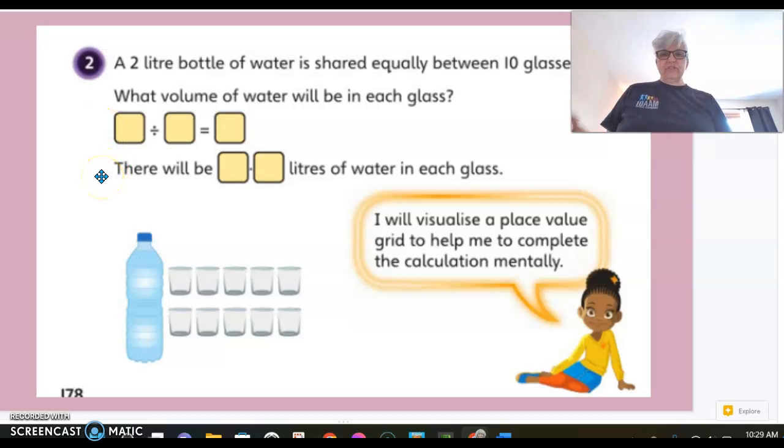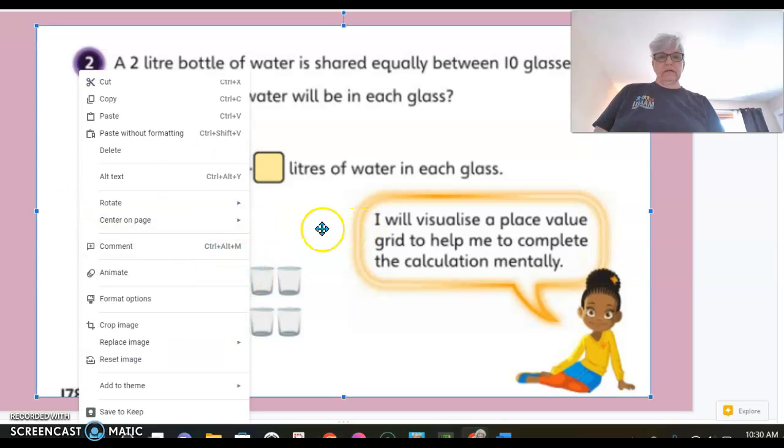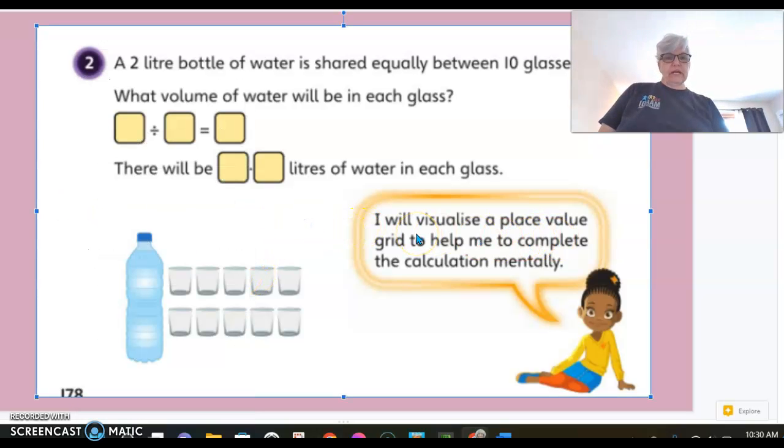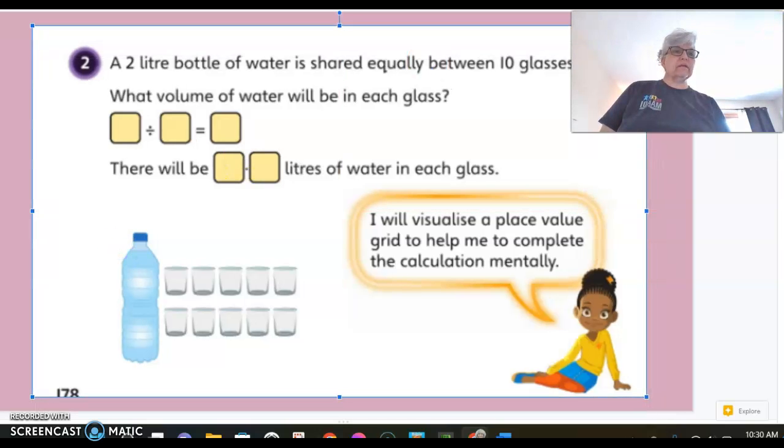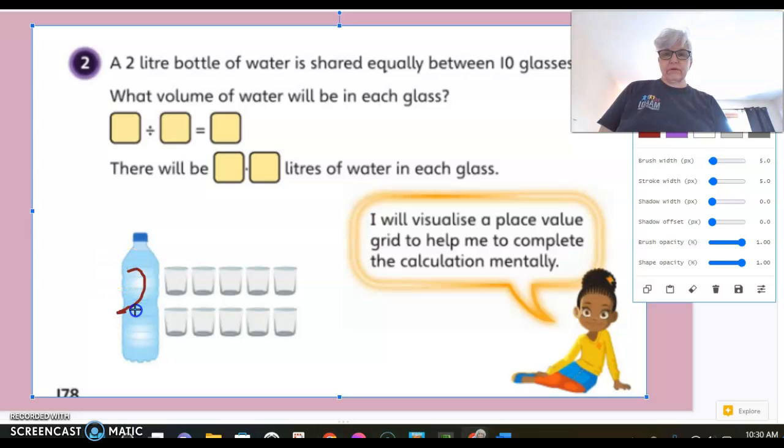Now we have a 2-liter bottle of water shared equally between 10 glasses. What volume of water will be in each glass? Since we can't divide 2 by 10, we need to remember how many. So Astrid here is going to visualize a place value grid to help complete the calculation mentally. Each of these is equal to 10 glasses of water. So we're dividing, this is our 2. This is our 2-liter bottle. And this is represented by your 10 different glasses.